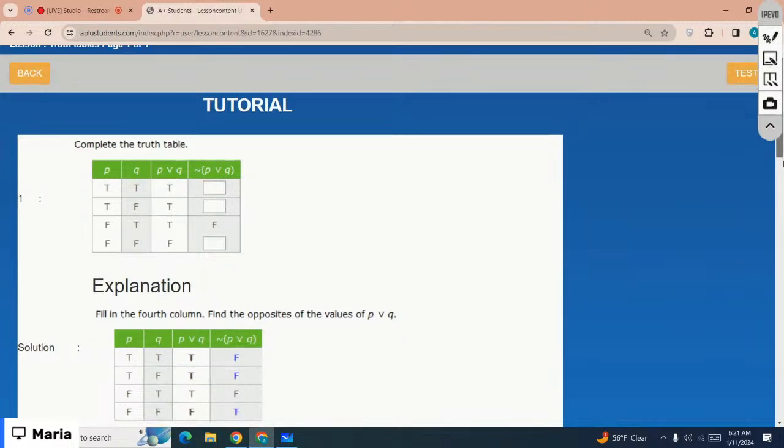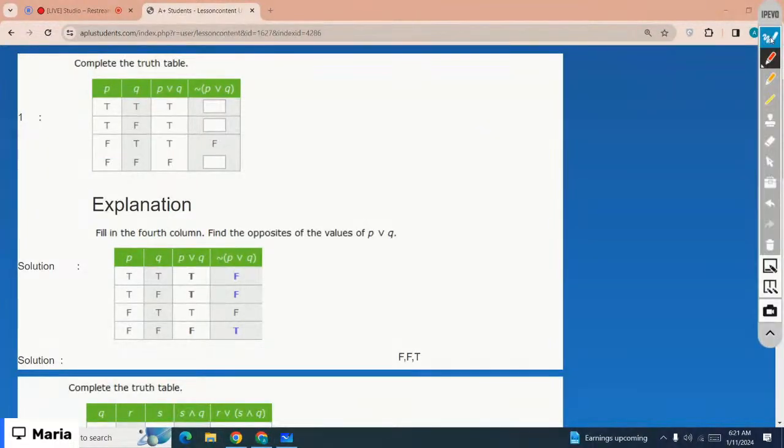Just understand the table first. You are given P and Q, right? When you are given two values, P and Q, you have four options. Either both of them are true or both of them are false, or P is true and Q is false, or P is false and Q is true. Then you are given P or Q, that is for or, right? Or is the condition where if one of them is true, the answer is true.